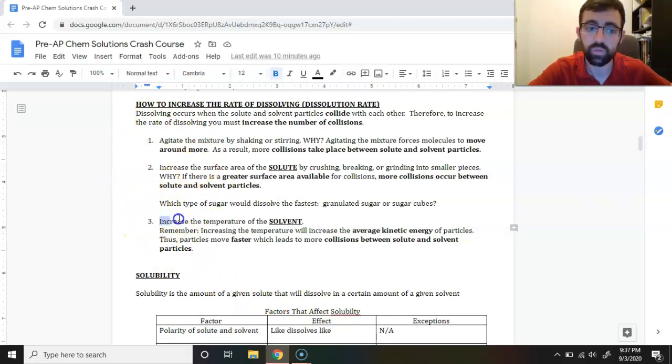Now, temperature is the one thing, and I want you to know this, temperature is the one thing that increases the rate of dissolving, and it also affects the solubility. But agitating, so stirring, or increasing the surface area by crushing, the first two, they only change how quickly things dissolve. They do not affect how much will dissolve. All right, solubility is the amount of a given solute that will dissolve in a certain amount of the given solvent. So it is how much will dissolve, not just how quickly, but how much will dissolve.